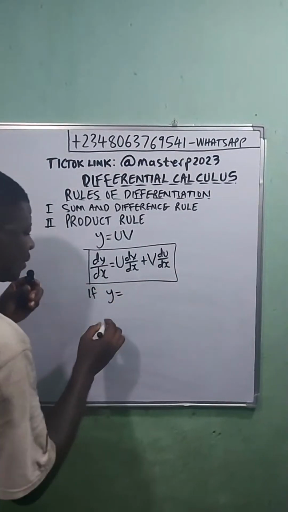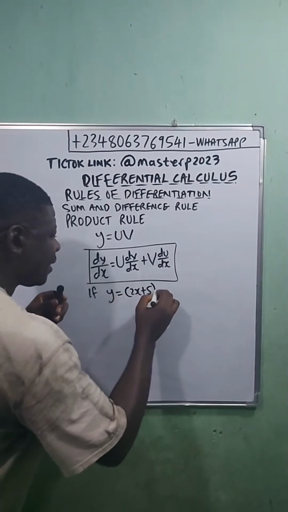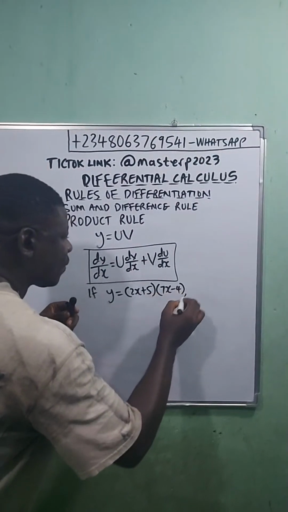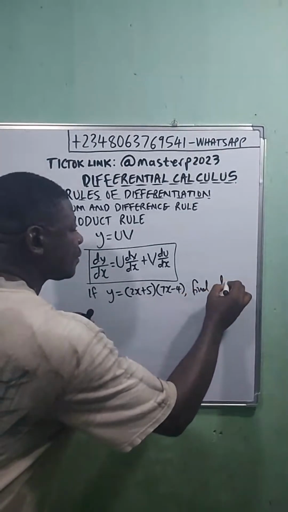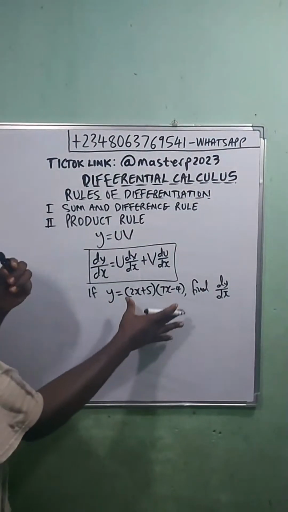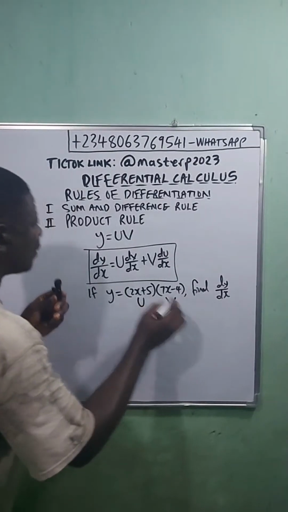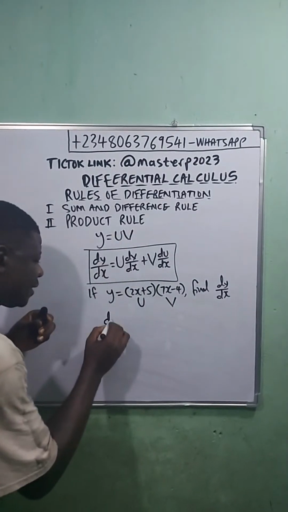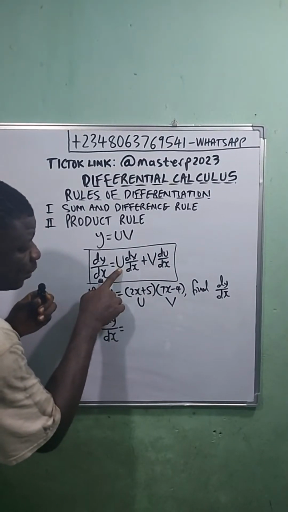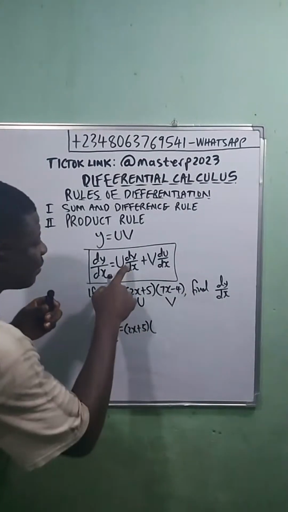If y equals maybe 2x plus 5 into 7x minus 4, you are being asked to find dy by dx. Though there's another method we can use in solving the question, but let's assume that we want to apply the product rule. So here will be our u and here will be our v according to the question. So here, dy by dx means I'll keep the first one constant because u, I never touched u. You keep the u constant, that will be bracket 2x plus 5 into, then I'll differentiate v.